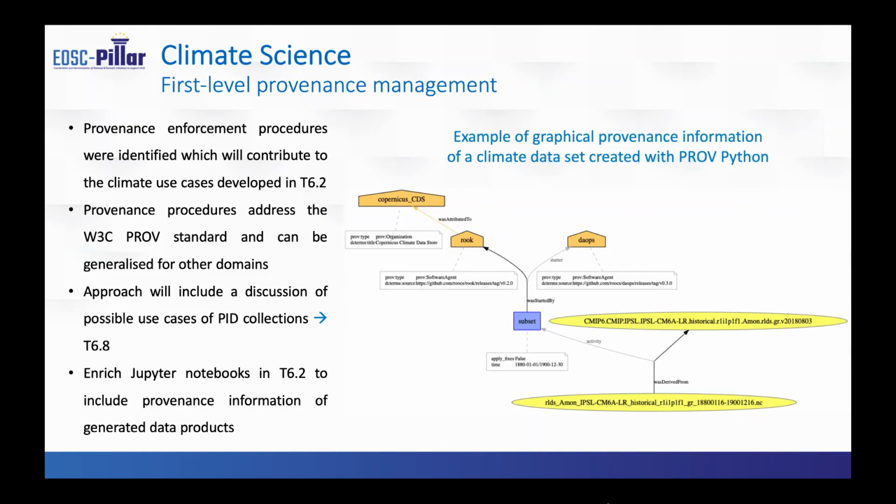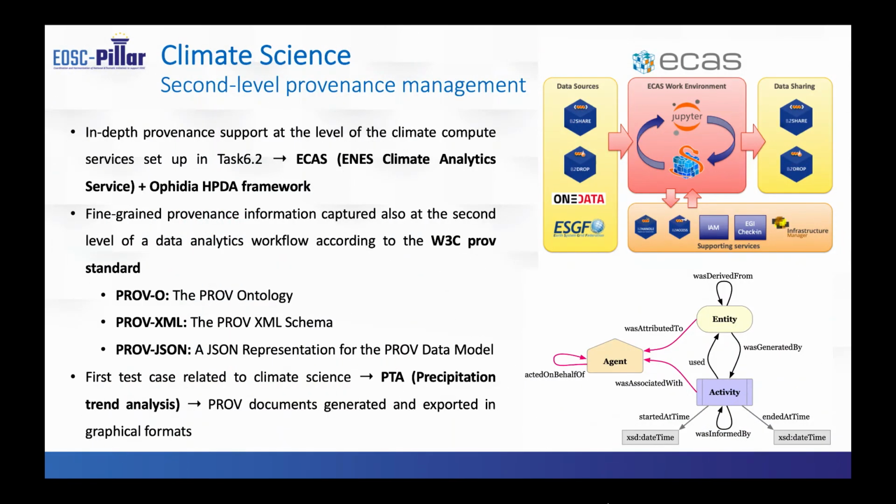Graphical provenance information of a climate dataset created with ProvPython is shown on the right. A link with use case 8, comprising the virtual definition of big datasets, has been established and will be further investigated. A second-level provenance management complying with the W3C Prov standard has been elaborated to account for in-depth provenance support within the climate processing services set up in use case 2.